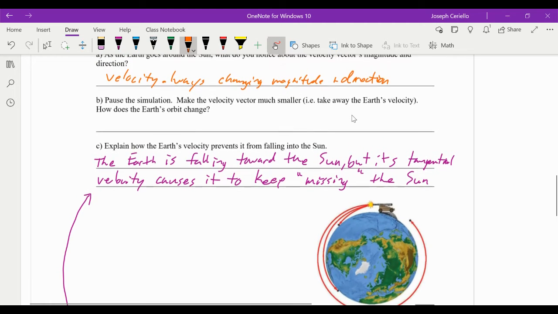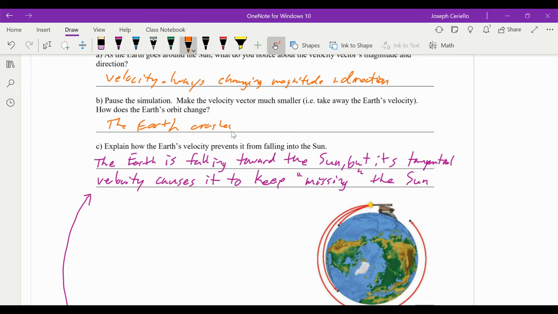So now I wanted you to pause the simulation and take the velocity of the Earth away. Just make the velocity as small as you can on the simulation. If you grab the V on the end of the velocity arrow, you can make the velocity smaller. How does this change the Earth's orbit? Hopefully you notice that the Earth crashes into the sun.